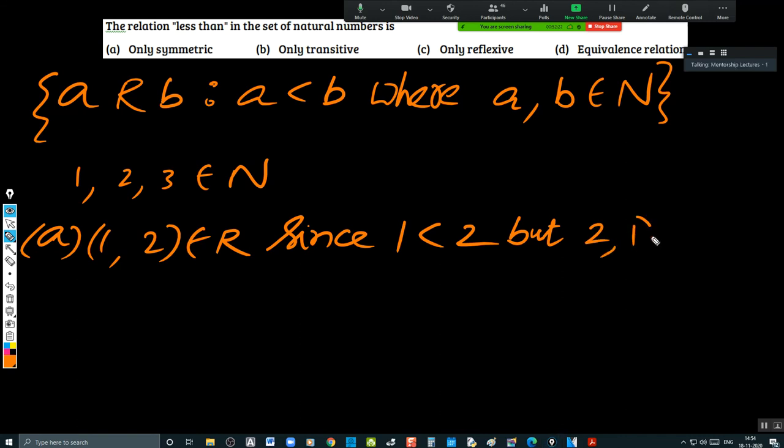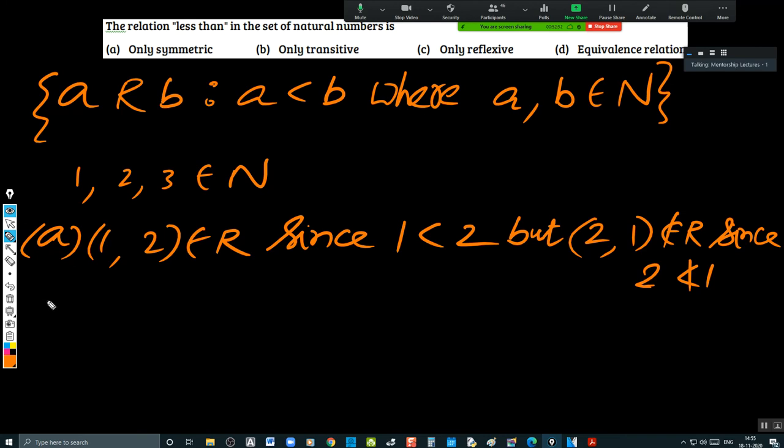2, 1 does not belong to R, because 2 is not less than 1. That's what it is. So is it symmetric? No.